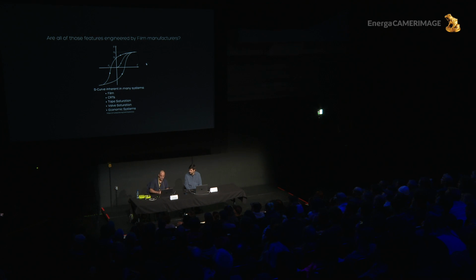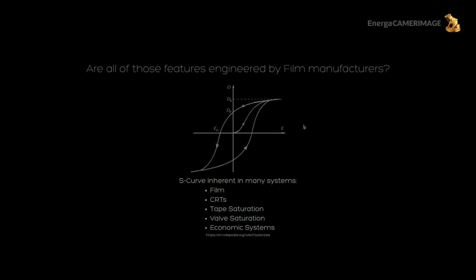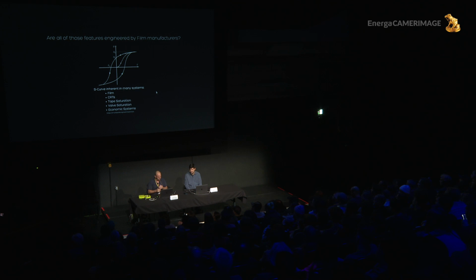are all of those features engineered by the film manufacturers? Were they secretly in the labs, drawing S-curves and saying, okay, we need to put this S-curve into this? And the answer is no. They were lucky. S-curves are not a property of film alone, but you can see S-curves emerging out of nowhere in many systems, like CRTs. CRTs had an S-curve behavior in the highlights.